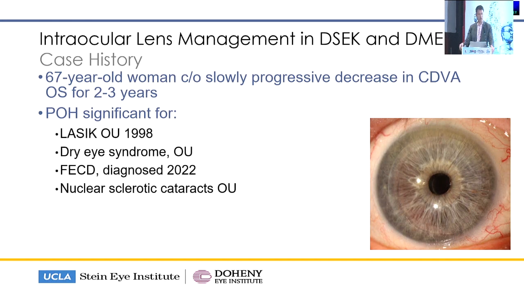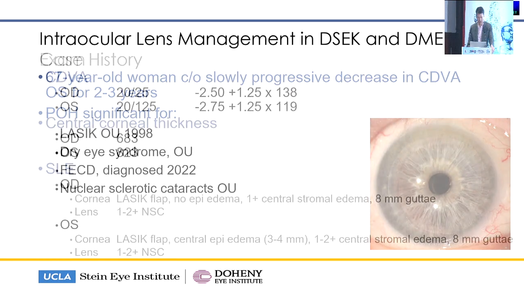So I want to present to you a patient who I saw. This is a recent case, a 67-year-old woman who presented with slowly progressive decrease in vision in her left eye for the last several years. She'd had LASIK performed in each eye in the late 1990s, dry eye syndrome, Fuchs dystrophy diagnosed a couple of years ago, and nucleosclerotic cataract in each eye.